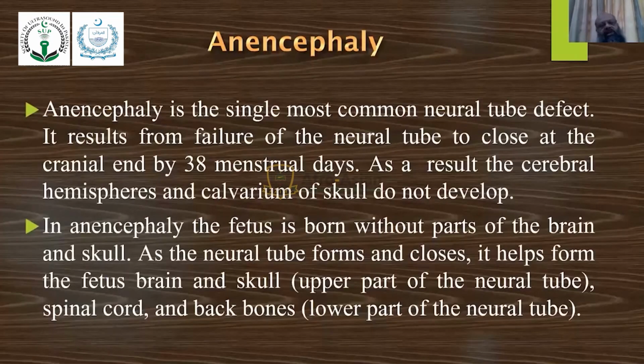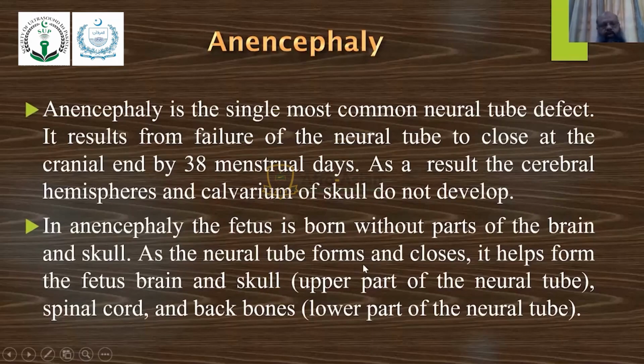The first anomaly is anencephaly. It is the single most common neural tube defect. It results from failure of the neural tube to close at the cranial end by the 38th menstrual day, 38 days from the last menses. As a result, the cerebral hemispheres and the calvarium of the skull do not develop. Skull and cerebral hemispheres are not formed. In anencephaly, the fetus is born without parts of the brain and skull.